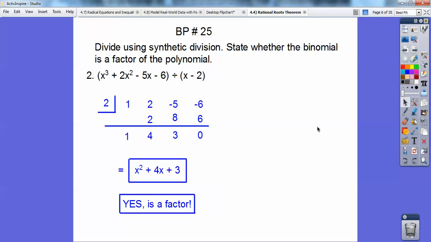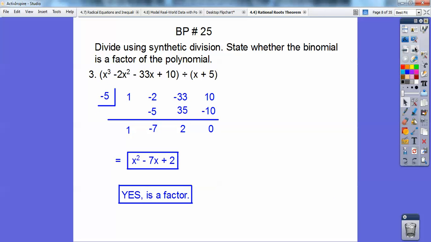Okay, here I get a remainder of 0, so yes, it is a factor. In fact, this factors some more. Factors of 3 that add to 4 are 3 and 1. So there's 3 roots to this. -3 I get on this one, -1 I get on this one, and then 2 was a root also right there.